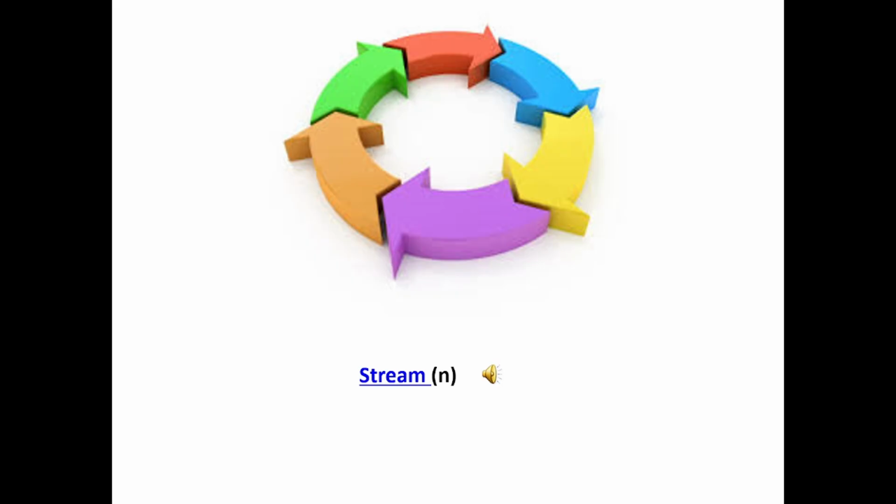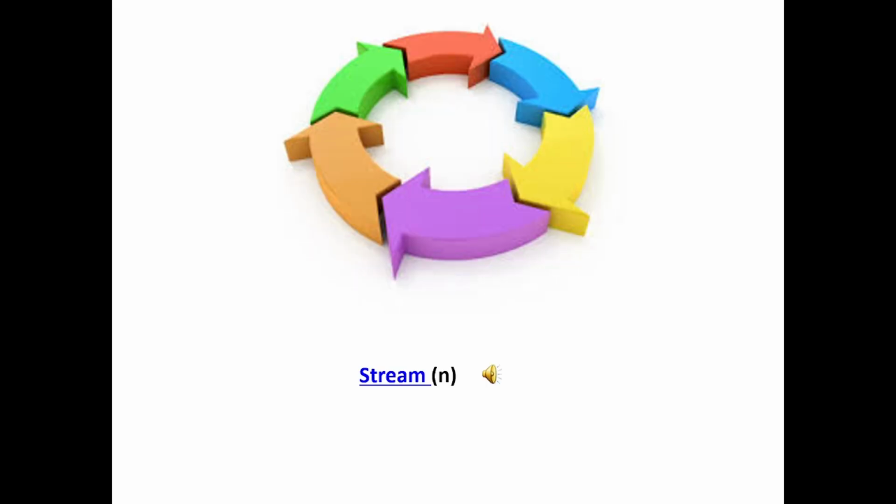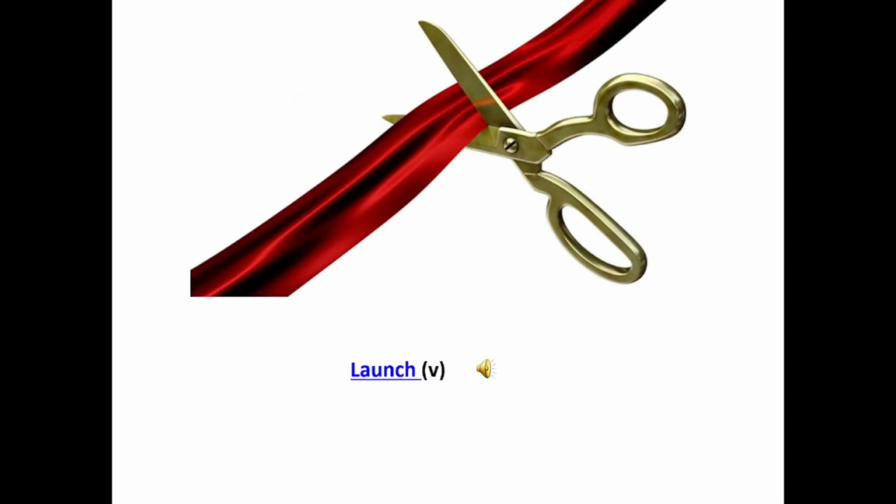Stream. Stream is a noun which refers to a movement, or let's say a sudden movement that came together. Launch. Launch is to start something or to begin something, and it's a verb.